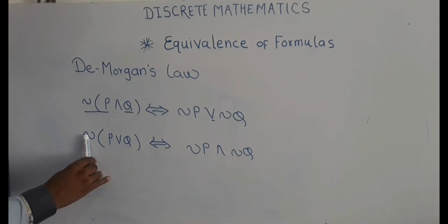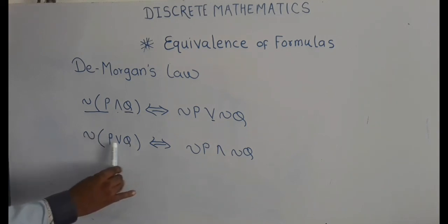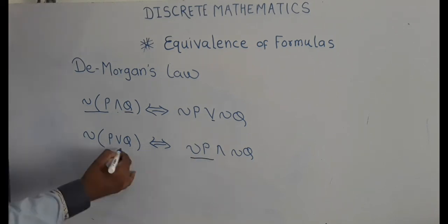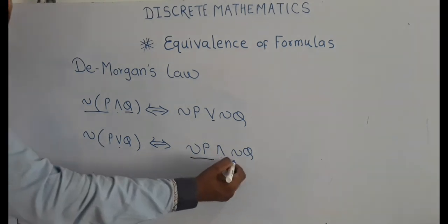The second, suppose we have the negation of P or Q. Now this negation will distribute with the first variable and the second variable, and this connective will be replaced by AND. The negation of P or Q is logically equivalent to not P, this OR becomes AND, and not Q.